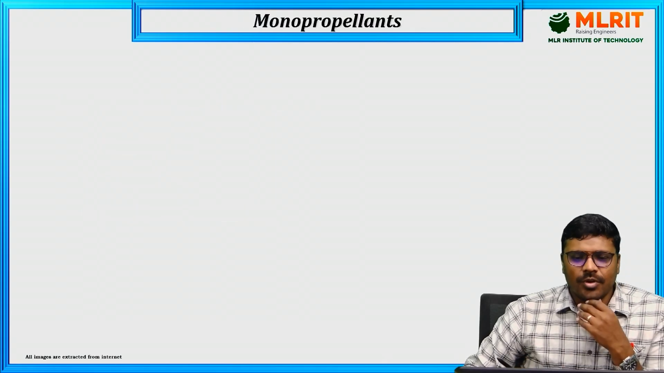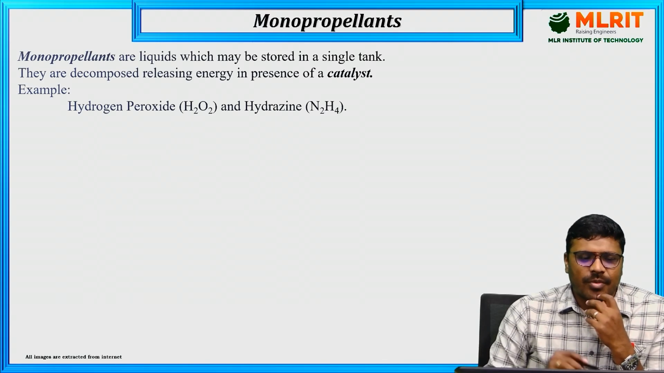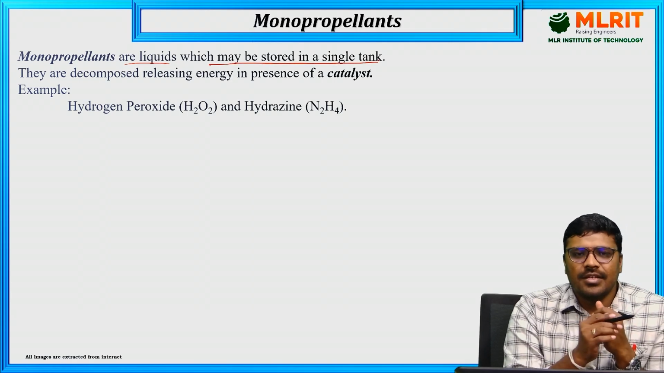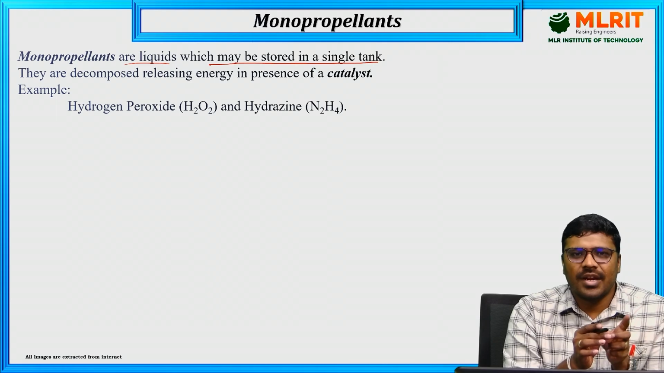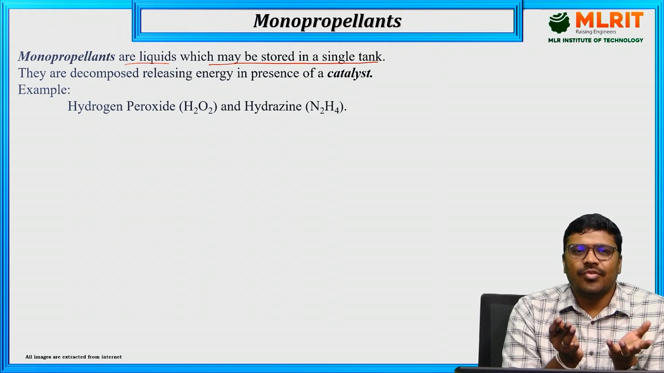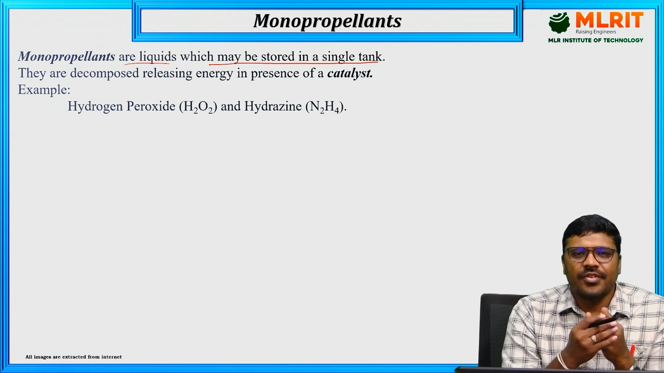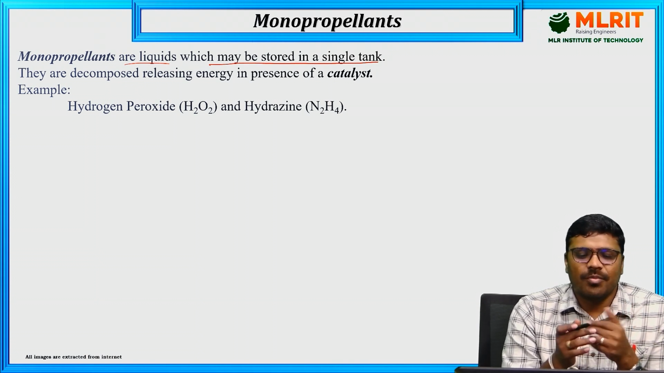Coming to the monopropellants. What is a monopropellant? Monopropellants are liquids which may be stored in a single tank. Monopropellant means a single substance containing both oxidizer and fuel atoms. So if you use monopropellants, only one propellant tank is required.